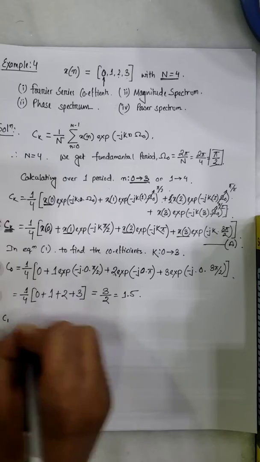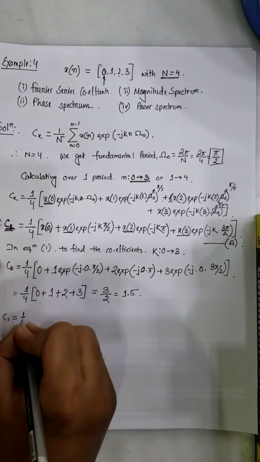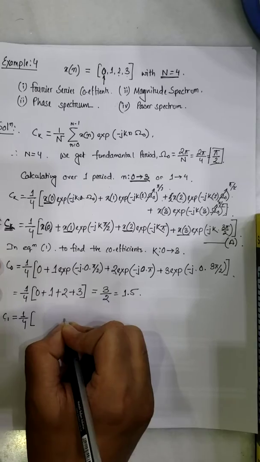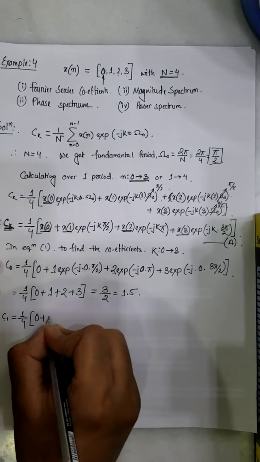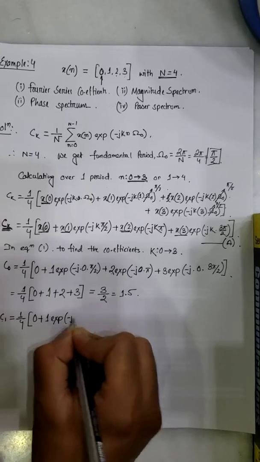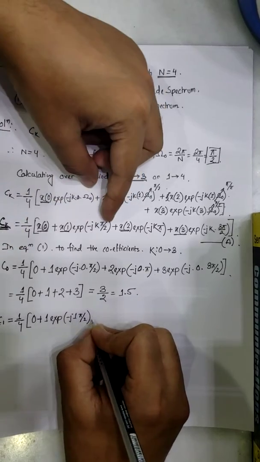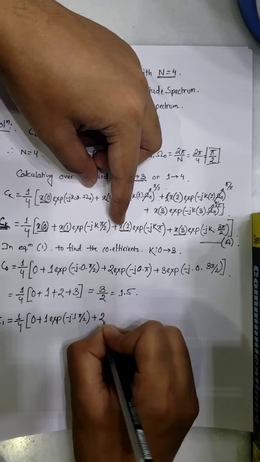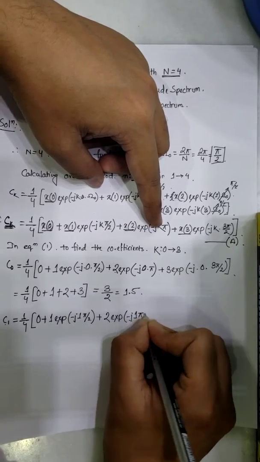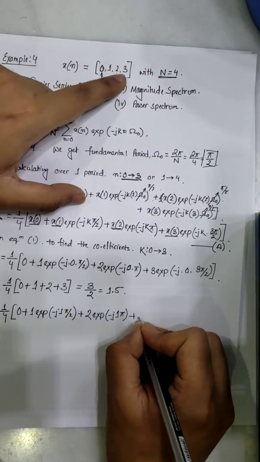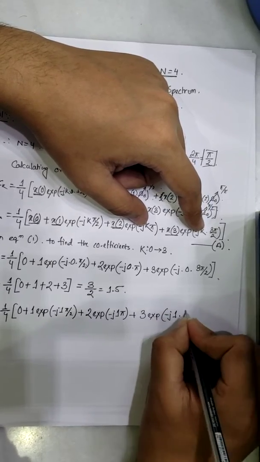Moving on, let us solve for C of 1, where in this equation, when k equals 1, we get C of 1 equals 1 over 4 times x of 0, which is obviously 0, plus x of 1, which is 1, times e to the power minus j times k, in our case 1, times pi by 2, plus the next expression, x of 2, which is 2, times e to the power minus j times pi, plus x of 3, which is 3, times e to the power minus j, we are calculating for k equals 1, thrice pi over 2.